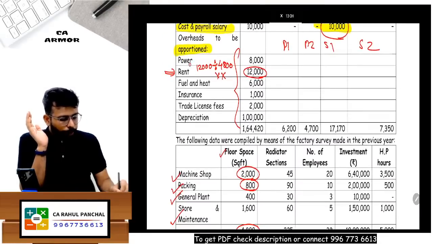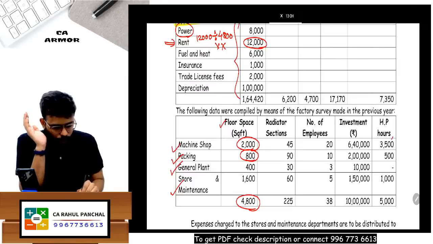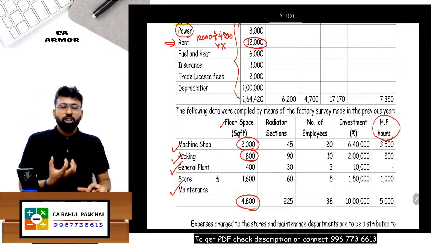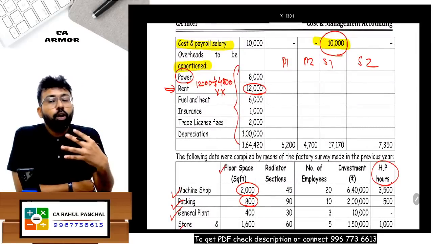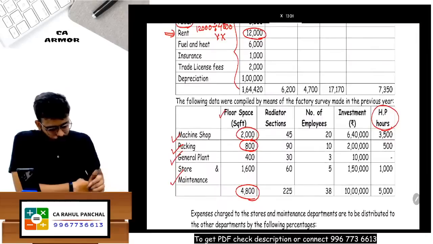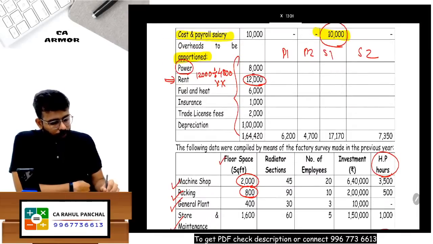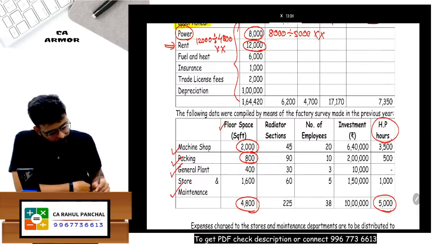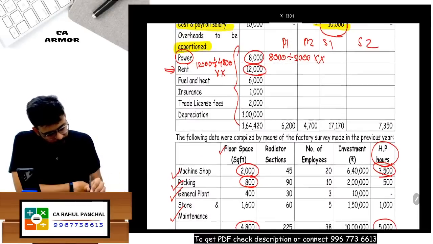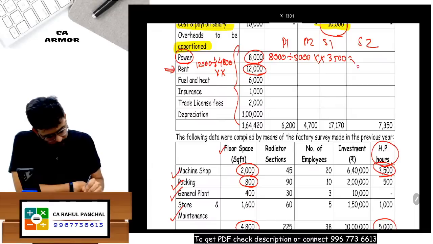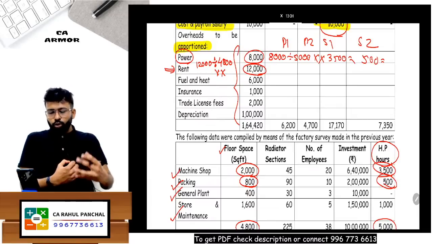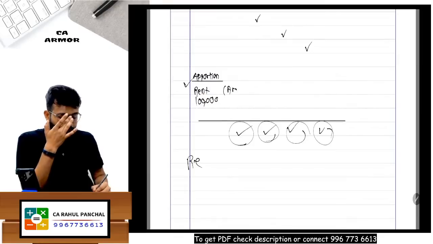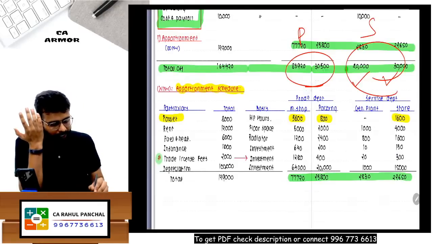Okay sir, on what should your power go? Horsepower, that is the horsepower of the machinery. If the horsepower is higher, it will consume more power. So total horsepower is 5,000. You will say 8,000 divided by 5,000 horsepower, multiply. The first has how many horsepower? 3,500 equal to. Then you will press 500 equal to. That is how you will do it, and you will get those values which are required.